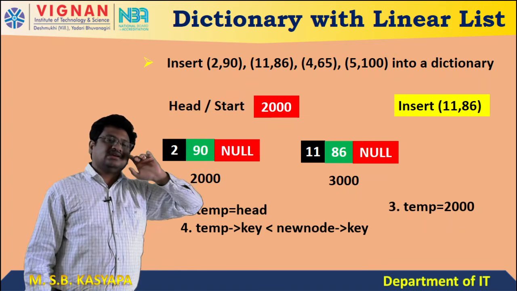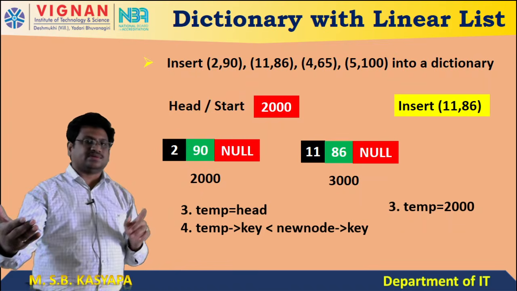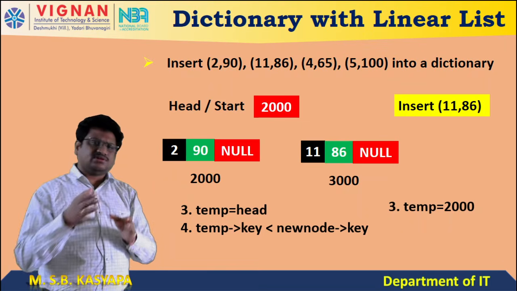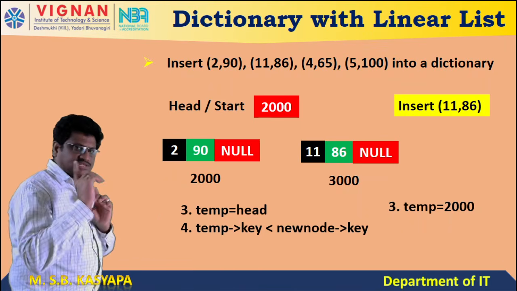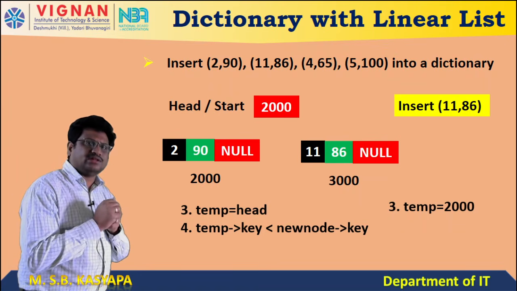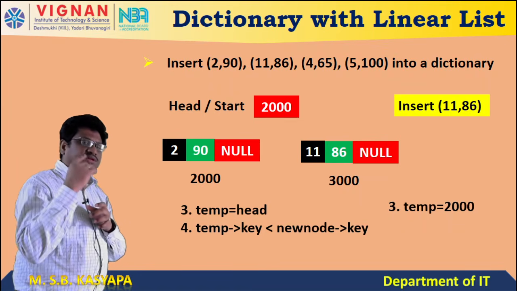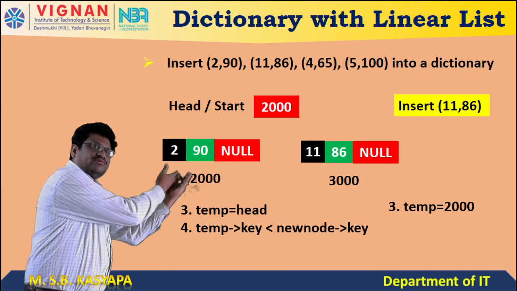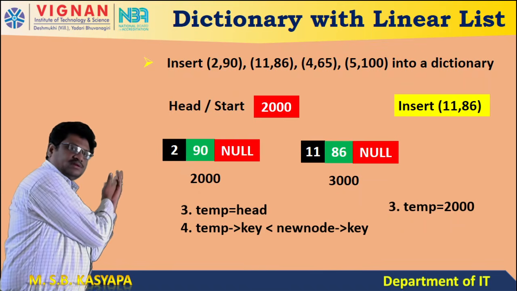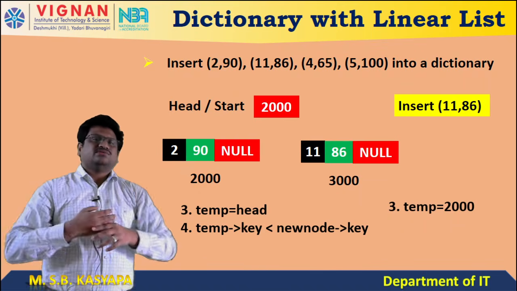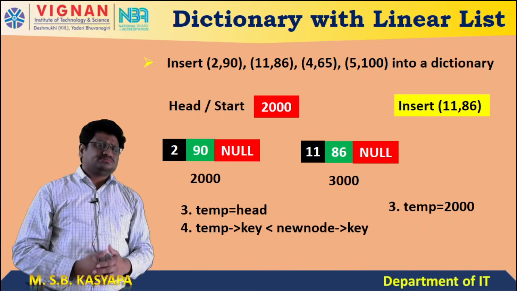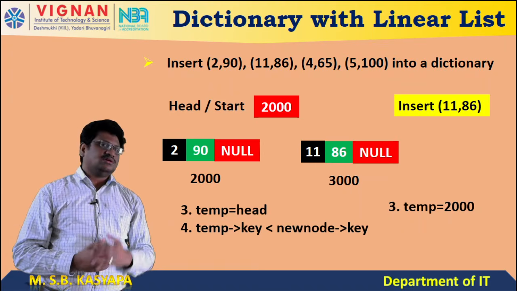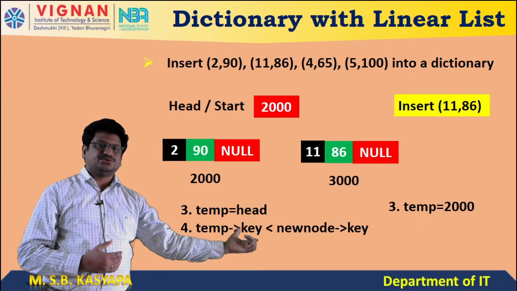See, if it is less than, then I will move to the next one. If it is greater than, then I have to insert before that key. For suppose if the key is 1, whatever the value I want to insert, the key 1, then I have to insert before 2. Alright. So now I am checking where I have to insert the value. For that, it is depending upon the keys. So is the temporary key less than the new node key or not?